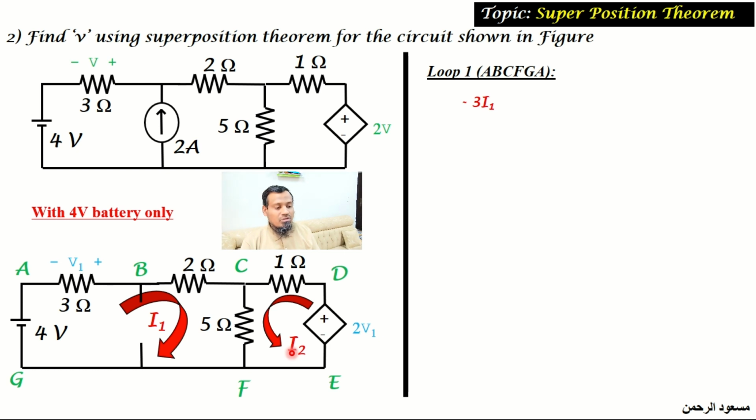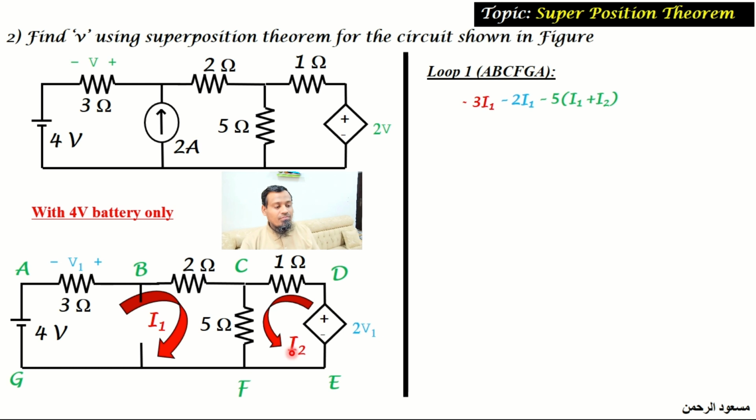And when you travel from B to C, we have a 2 ohm resistor for which the loop direction and the current direction are the same. So this is also a potential drop. And when you travel from C to F, we have a 5 ohm resistor in which there are two currents. Both the currents are in the same direction, so we can take the 5 ohm resistor current to be I1 plus I2. Considering the loop direction and the current direction, both are in the same direction, so it is a potential drop again. So minus 5 multiplied by I1 plus I2.